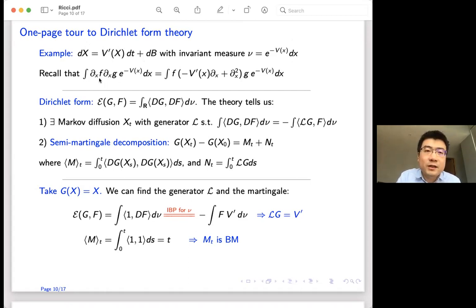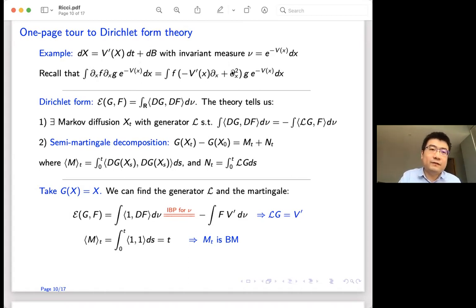We can do a simple calculation. So the integral of derivative f, derivative g, integrated against this measure. You can do an integration by parts, put this derivative on the other factors. Then you have a Laplacian of g, and then you have a derivative of V. And it turns out that this guy is just the generator of this SDE, right? So we get a generator here.